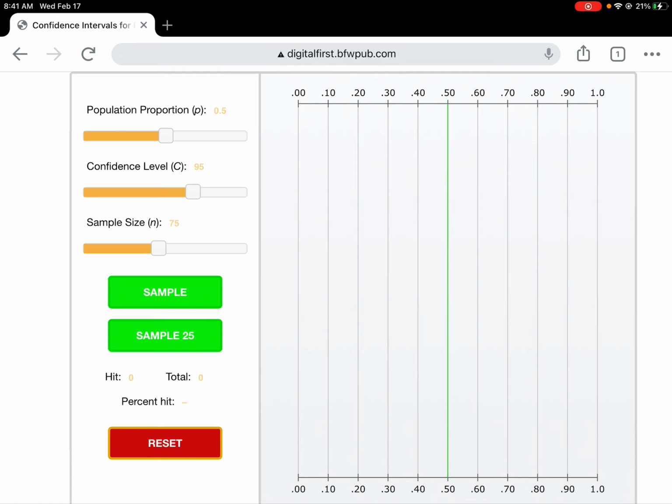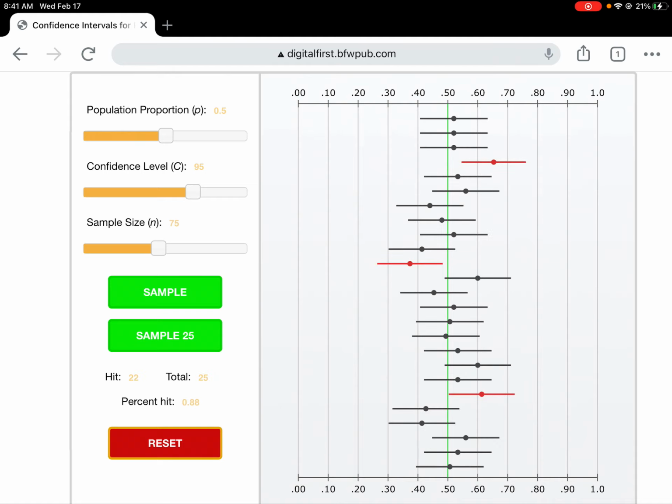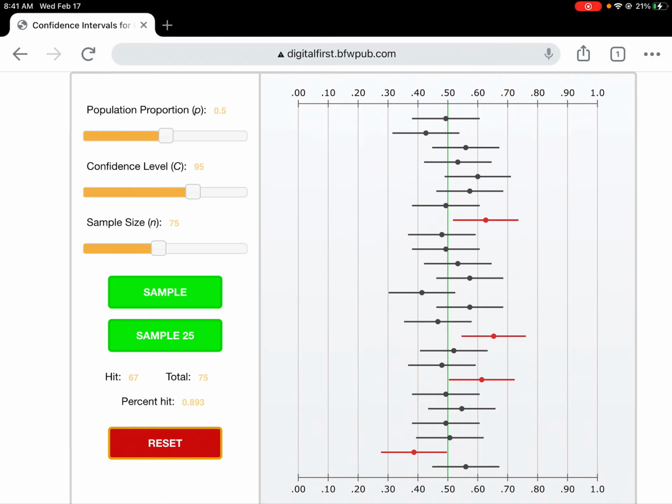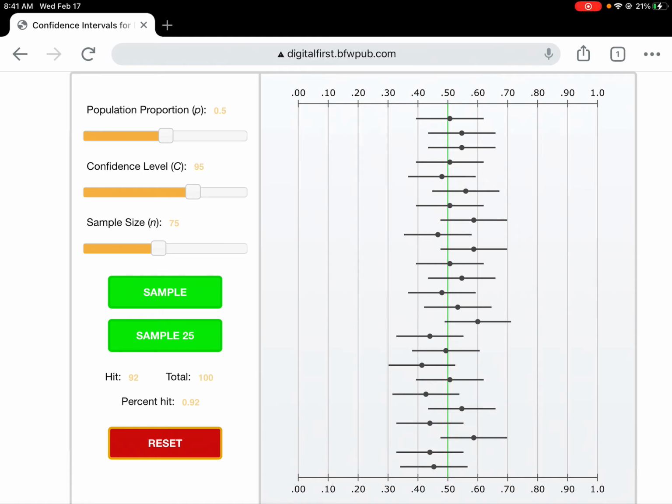Sample of 25 and I need 100, so I'm going to click it 4 times. So this is 25. Do you see the red? I have 3 red in here. The red means that this interval is not capturing a true proportion. So one more, another one, that's 75. See, I have more red, and then I'm going to click one more.